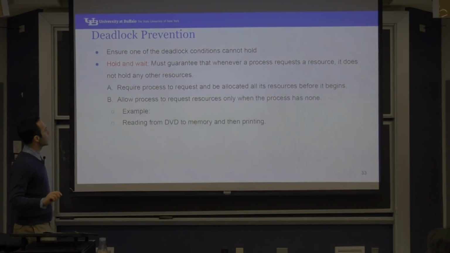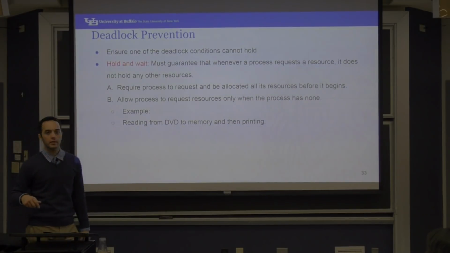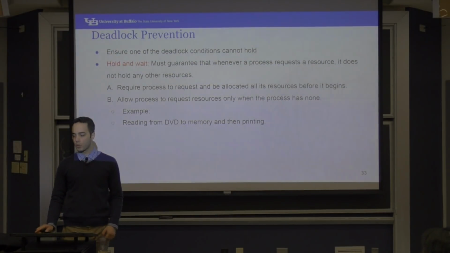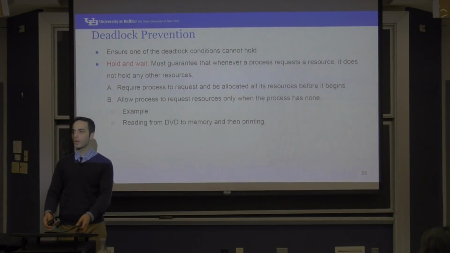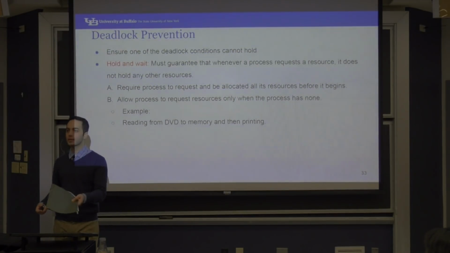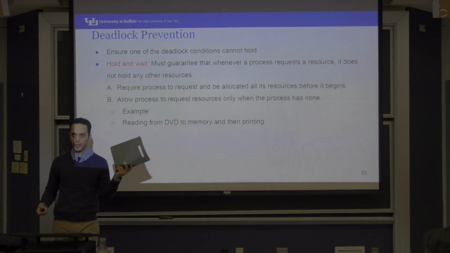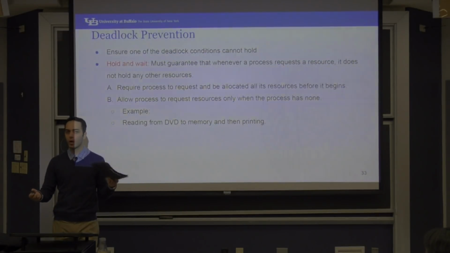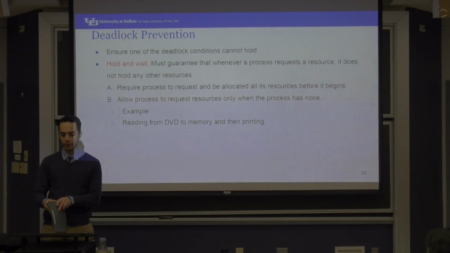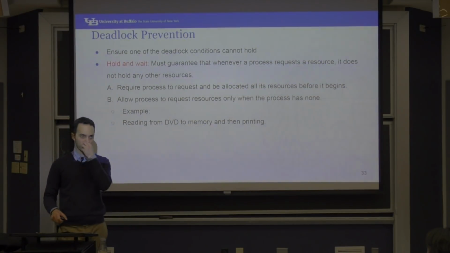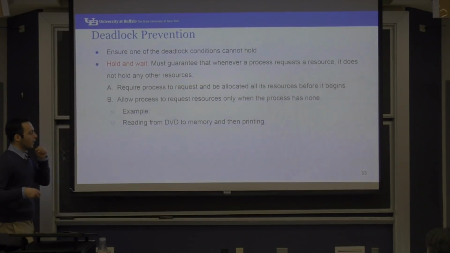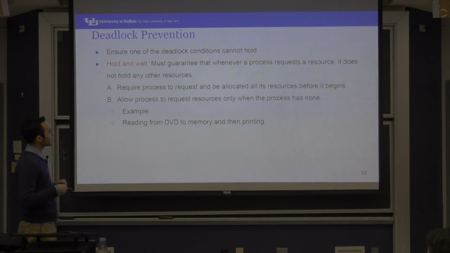So this is one way. And then the other one is to allow a process to request resources only when the process has none. So you don't propose anything in the start, but once you start requesting something, I'll take a look. If you hold something, I don't give that one to you. I either force exit you or preempt you or something, right? So the hold and wait does not happen.